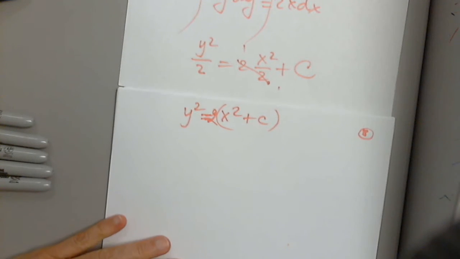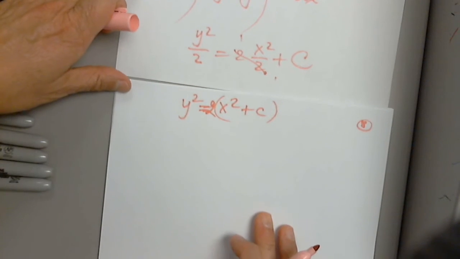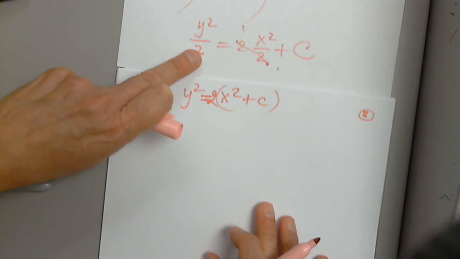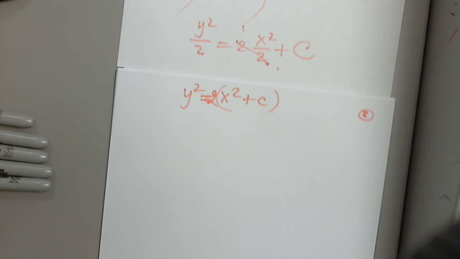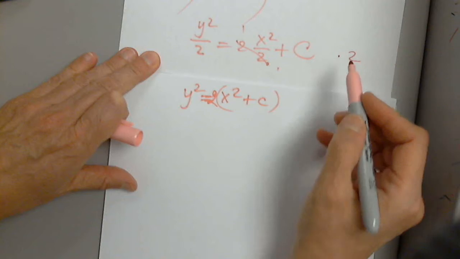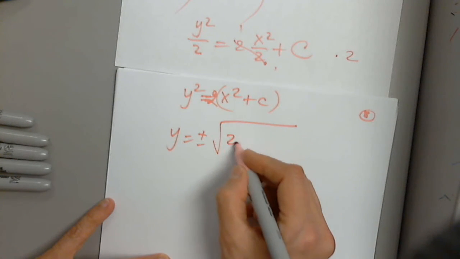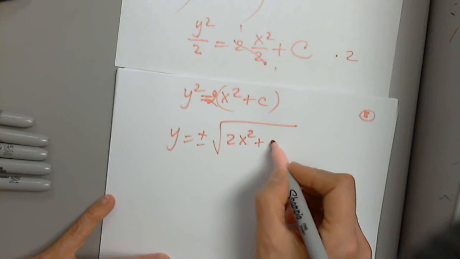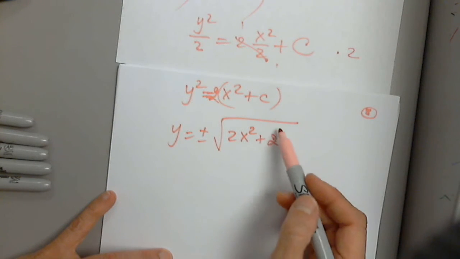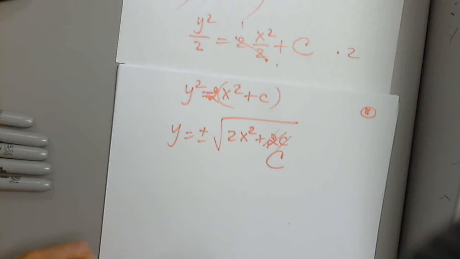Yeah, so we just move the 2 over. It's divided, and then we multiply the other. We multiply both sides by 2. So then y will be plus or minus the square root of 2x squared plus 2c, which we like to denote again by a constant. We don't really care that it's multiplied by 2, but it's okay if you just keep it as 2c. That's fine.